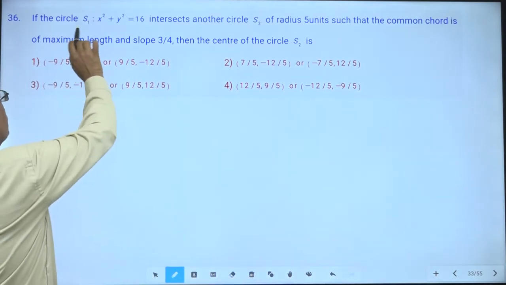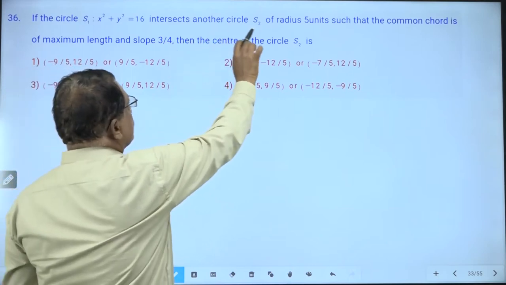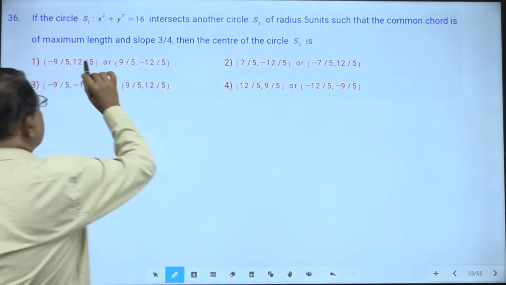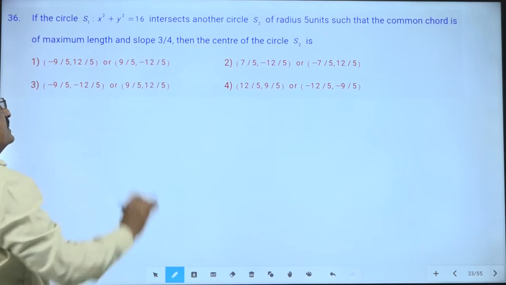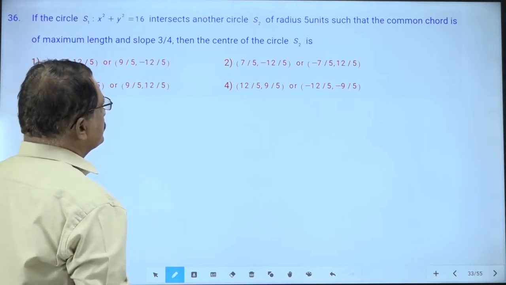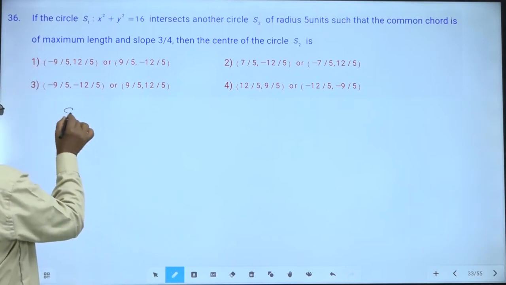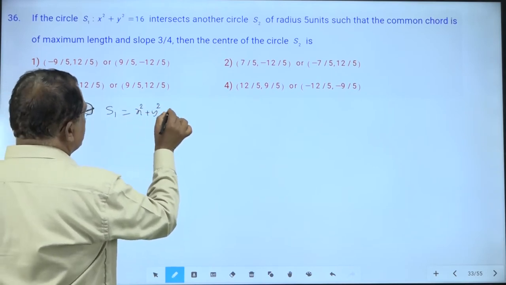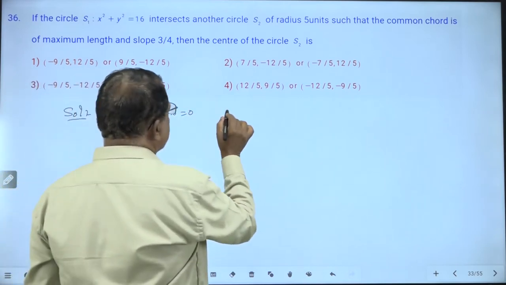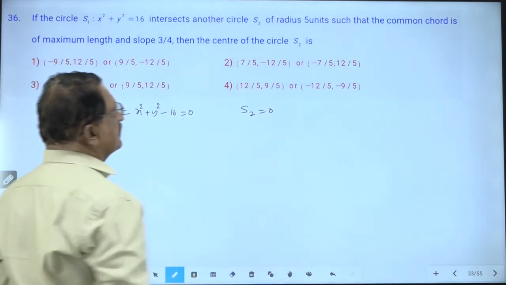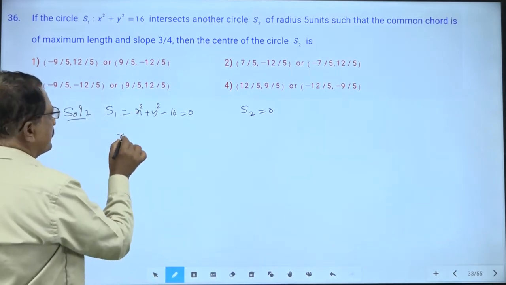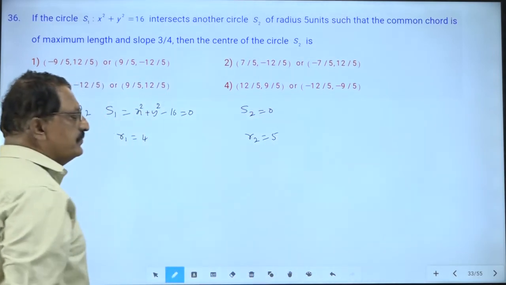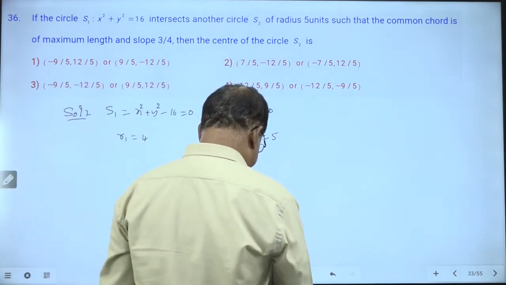Next problem. If the circle S1 intersects the other circle S2 of radius 5 units such that the common chord has maximum length and slope 3 by 4, then the center of the circle S2 is. Now, solution. Here, given first circle S1 equals x square plus y square minus 16 equals 0. Second circle S2 equation not given. Radius of the first circle R1 equals 4. R2 equals 5.